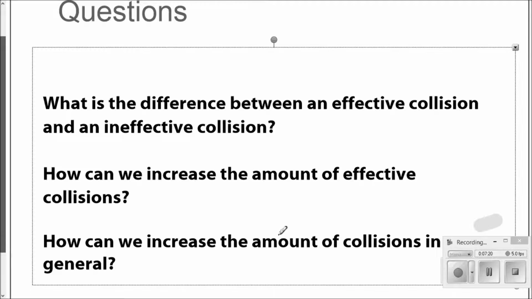So for the beginning of next class, what I'd like you to do is answer these three questions. So pause the video and see if you can answer them. What is the difference between an effective collision and an ineffective collision? How can we increase the amount of effective collisions? And how can we increase the amount of collisions in general? So answer those questions and bring them to class.